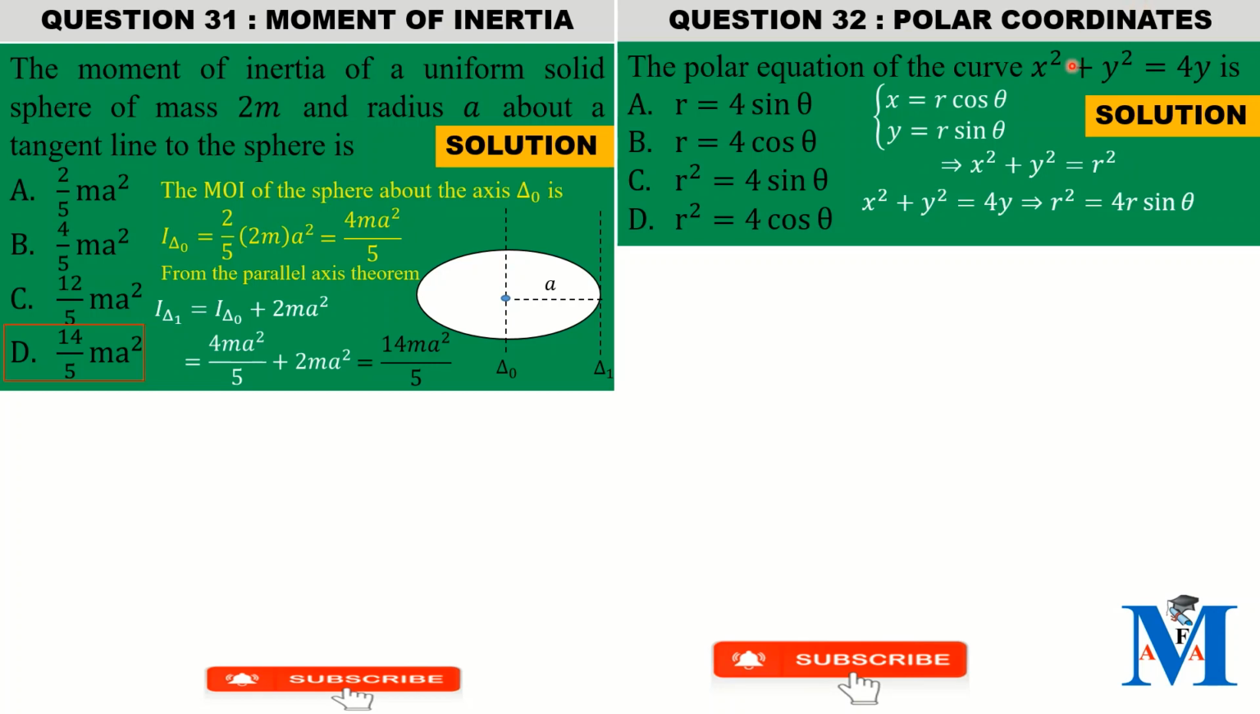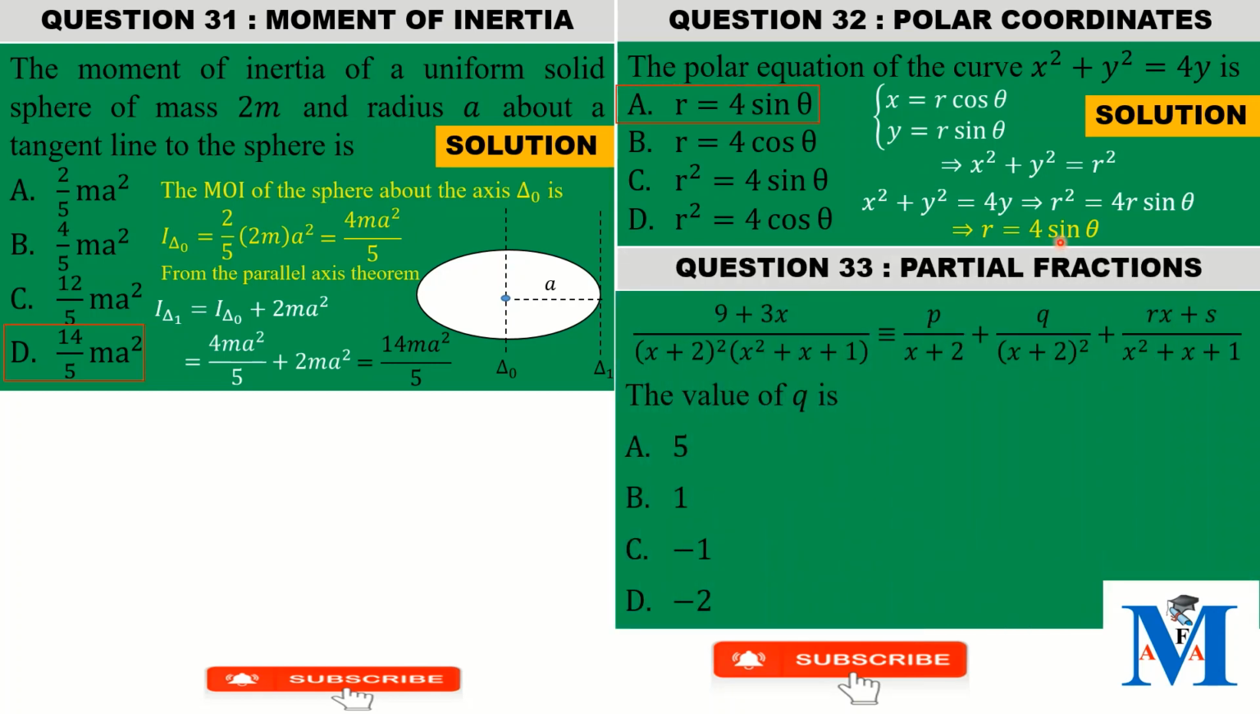So substituting x squared plus y squared as r squared in this equation and substituting y as r sin theta, we get r squared, which is x squared plus y squared, equal to 4y, but y is r sin theta. So we can divide both sides by r and we get r to be equal to 4 sin theta. So the correct answer is A.